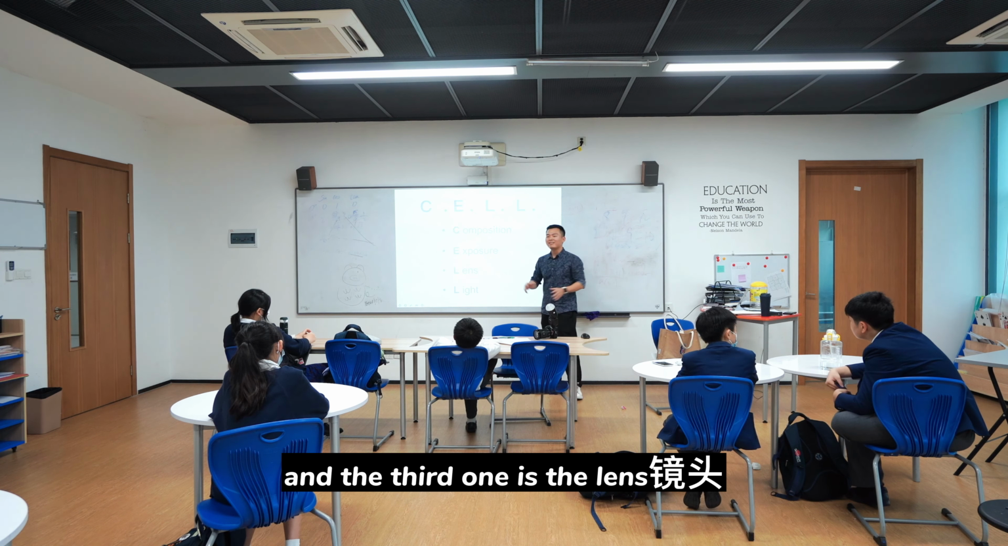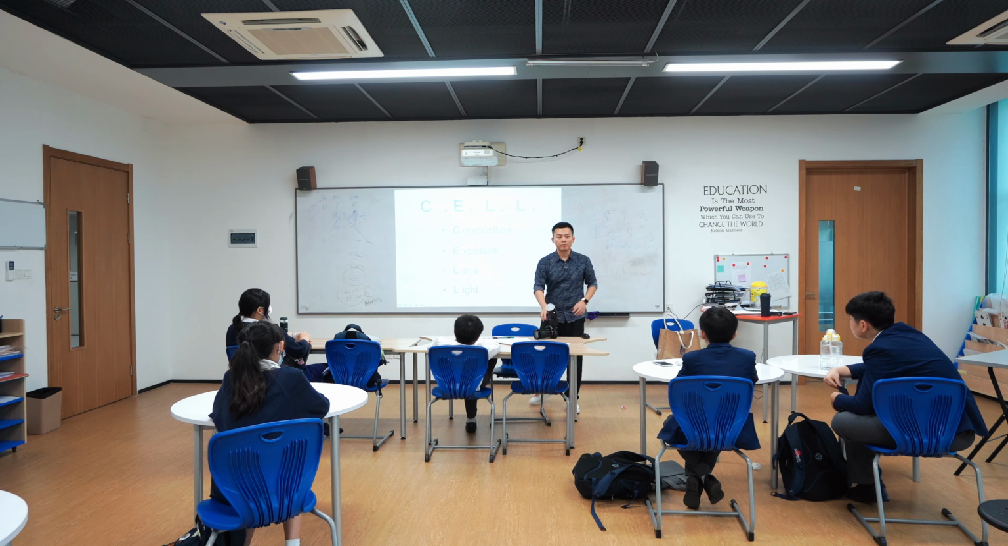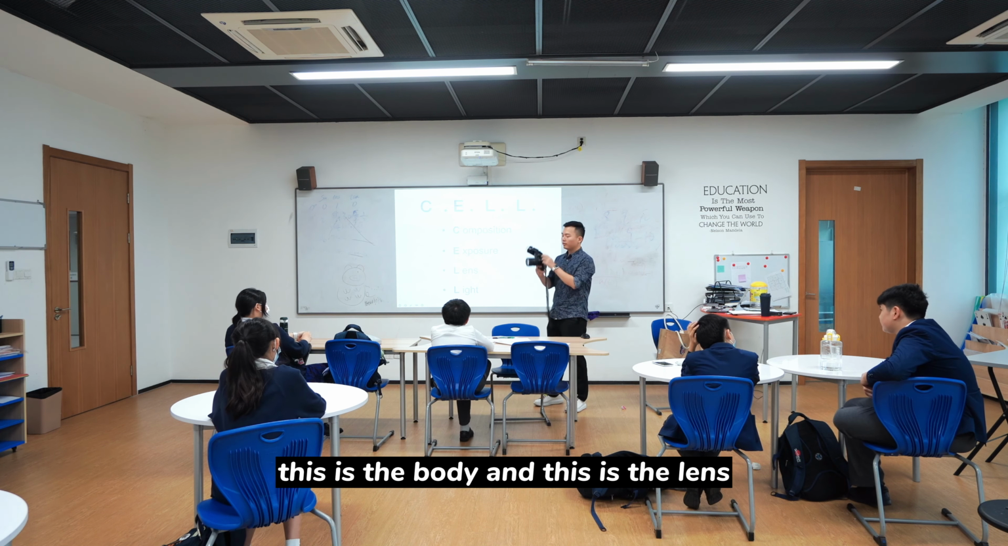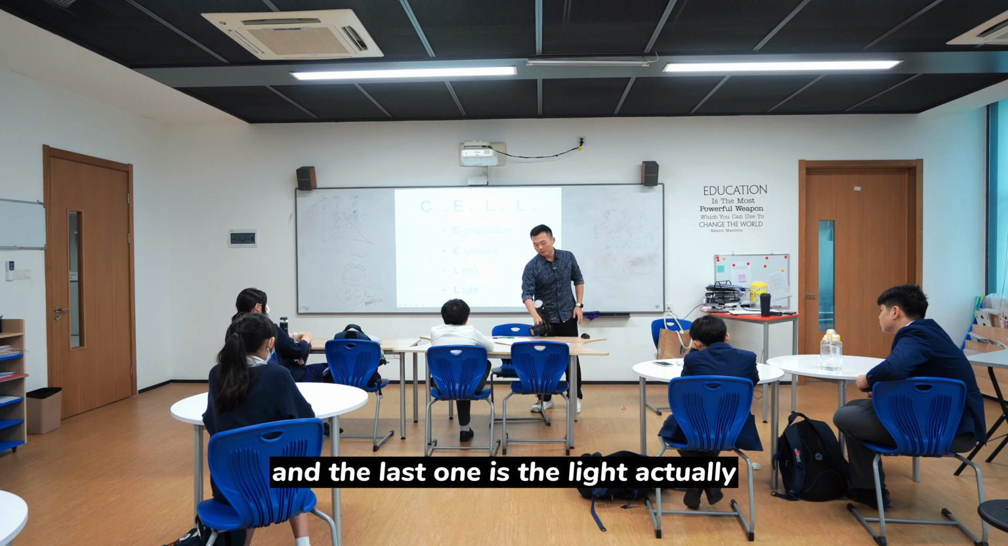And the third one is the lens. 镜头, you guys know, right? Lens. This one is the lens. This is the body, and this is the lens. And the last one is light.